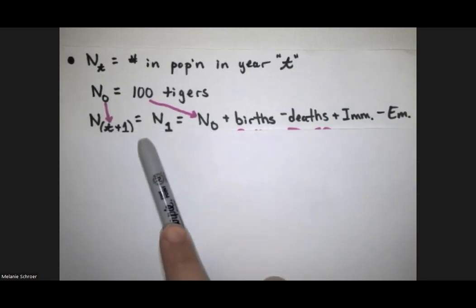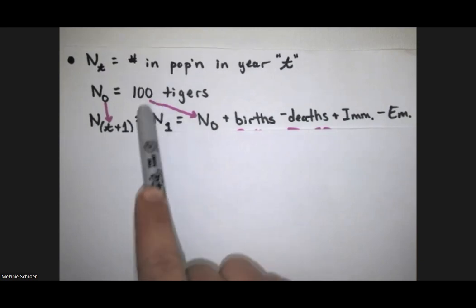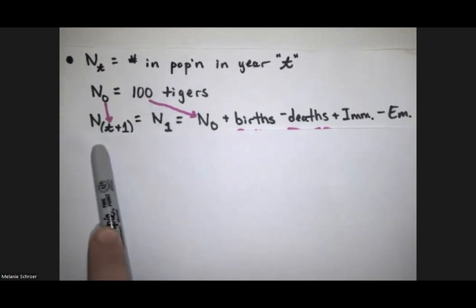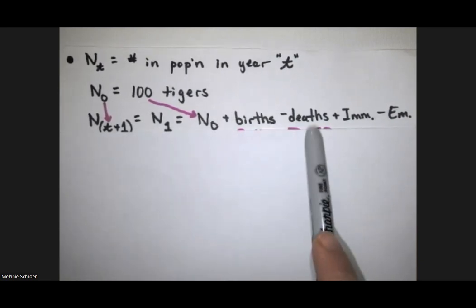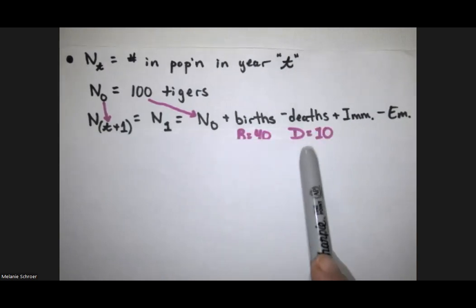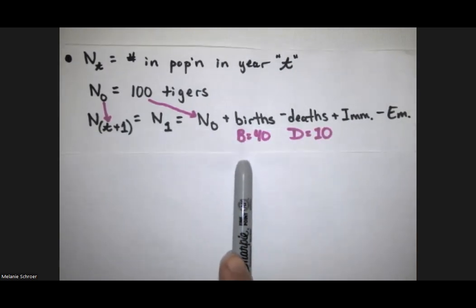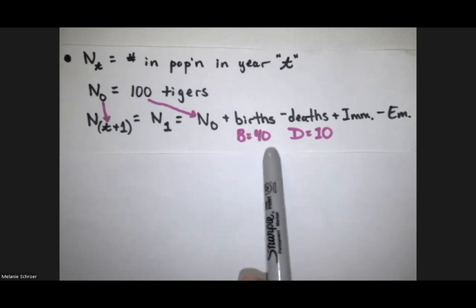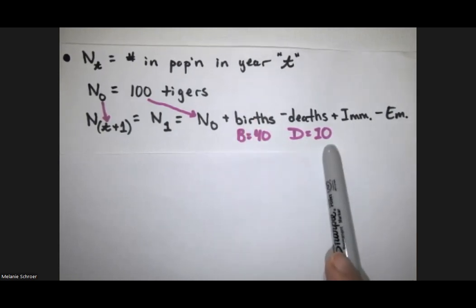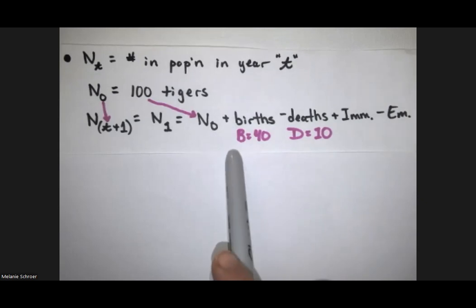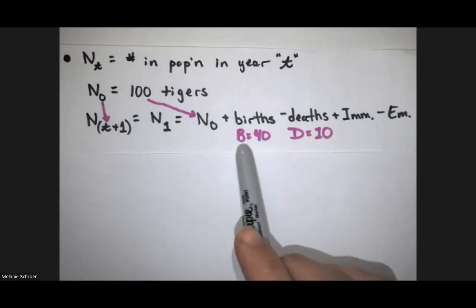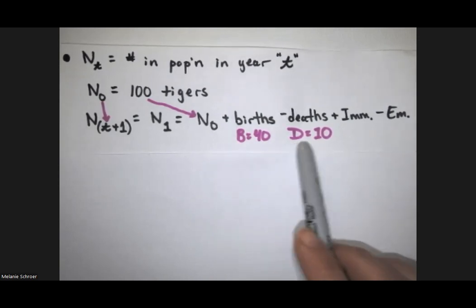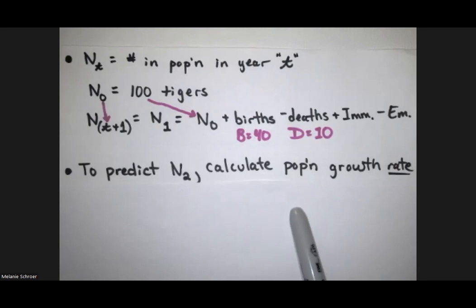Okay, so again, if we want to calculate N_1, right, so T plus 1, 0 plus 1, we can add the births, subtract the deaths. We know from the problem that the number of births is 40 and the number of deaths is 10. And so we use capital B for the number of births, right? So like the number of animals itself, capital B, the number of deaths, 10 tigers died. Okay. So again, we can do that calculation.